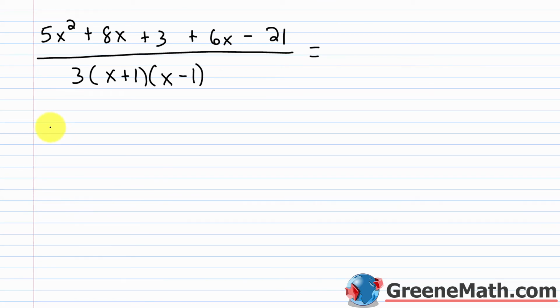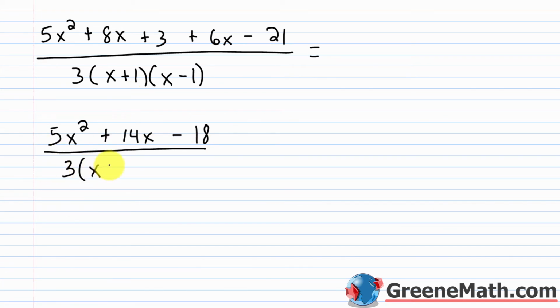We'll have 5x squared, nothing I can do with that. I have 8x plus 6x, that's 14x, so plus 14x. And then I have 3 and negative 21, that's minus 18. So 5x squared plus 14x minus 18, and then again this is over that common denominator of 3 times the quantity x plus 1 times the quantity x minus 1. Now, can I factor this trinomial in the numerator? So 5 times negative 18 is negative 90. So give me two integers whose product is negative 90 and whose sum is 14.